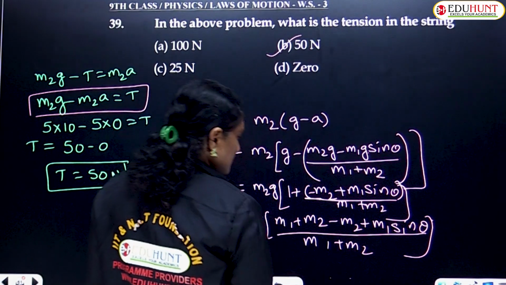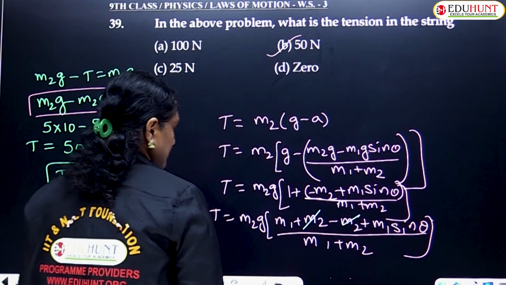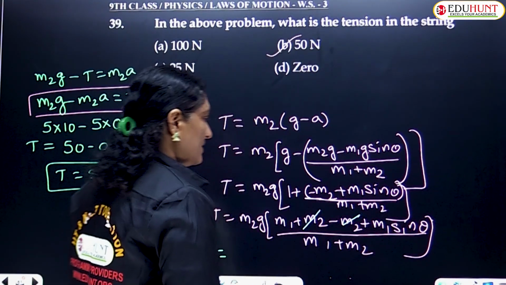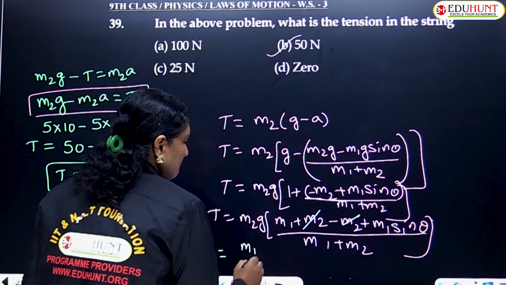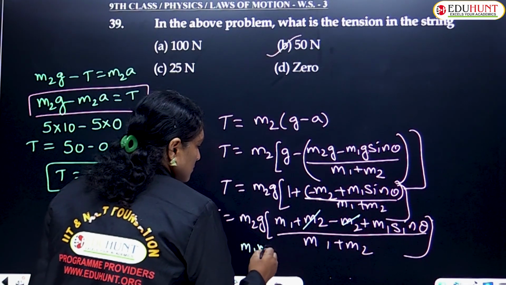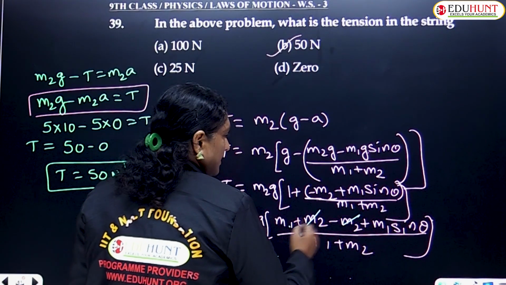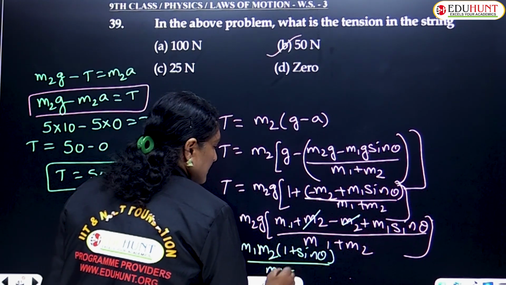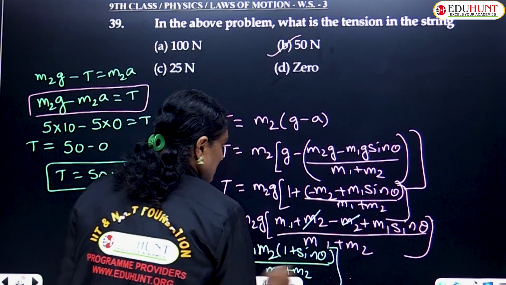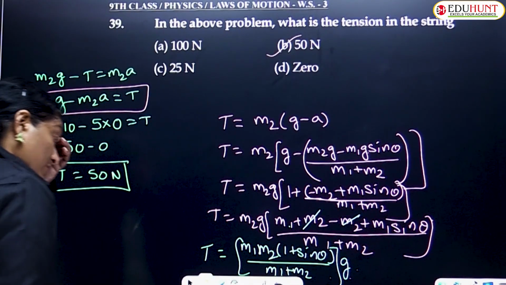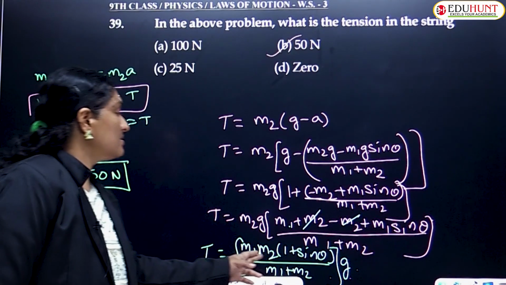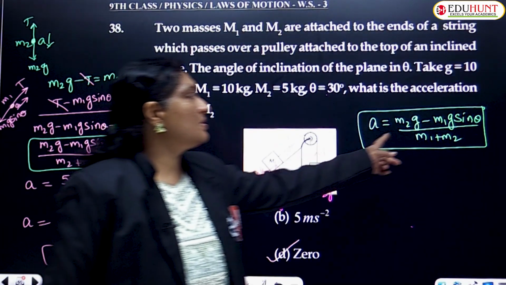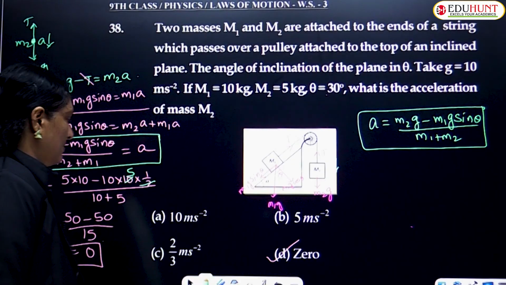Now if you simplify this, plus m2 and minus m2 get cancelled. Hence the value of T is m1 sine theta. m1 is common, so we have m1 taken common, m2 already out, into what is left: 1 plus sine theta, whole upon m1 plus m2 into g is the value of tension T. That may be helpful for you sometimes, children. T equals m1 m2 into 1 plus sine theta by m1 plus m2 into g, whereas A equals m2g minus m1g sine theta by m1 plus m2.